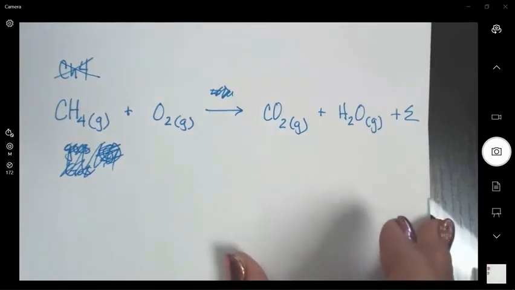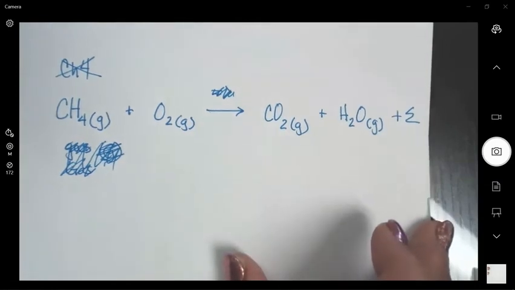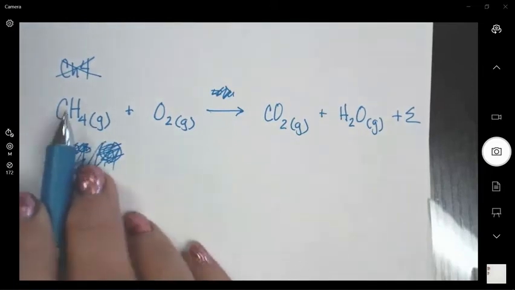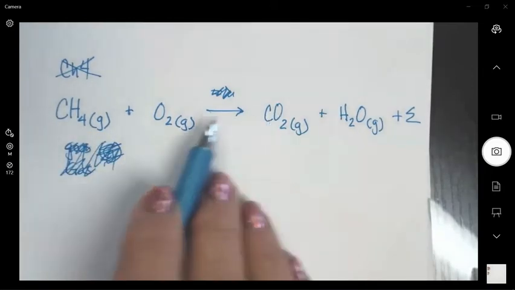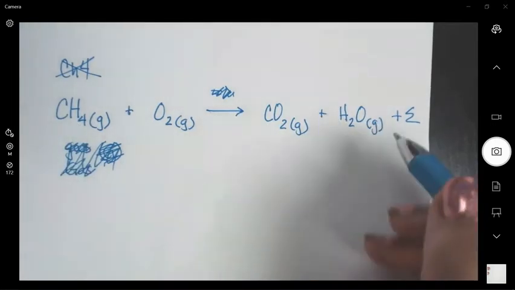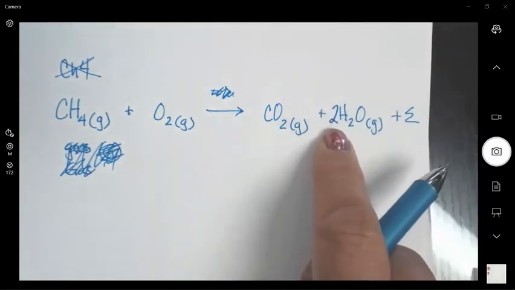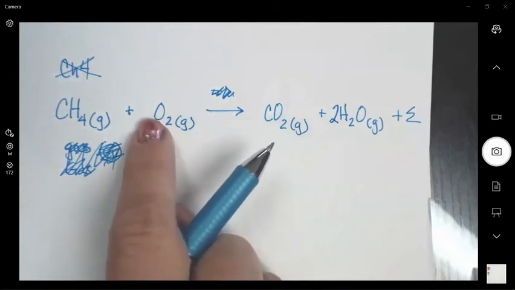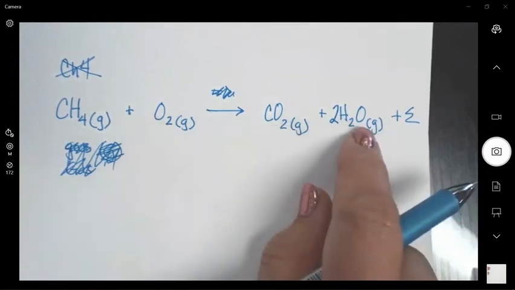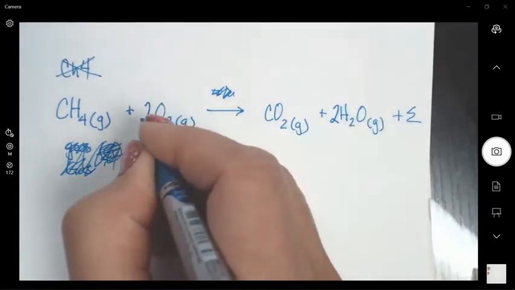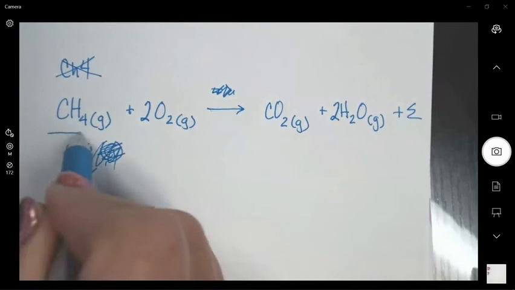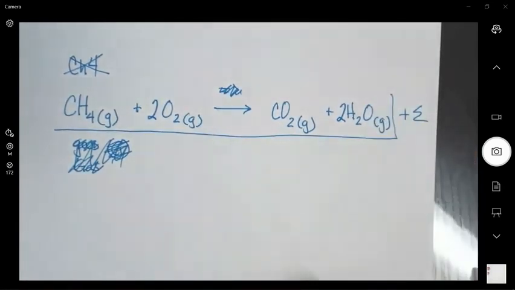You did have to, however, balance this. I have one carbon on this side and one carbon on this side. I have four hydrogens on this side and only two here. So I'm going to put a two in front of it. I have two oxygens on this side, and two here and two here, so I have to put a two there. That is a balanced combustion formula.